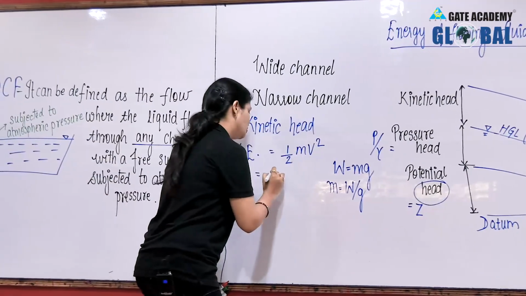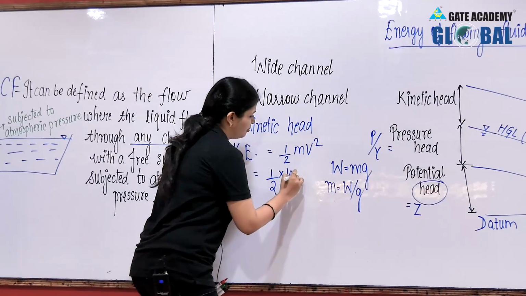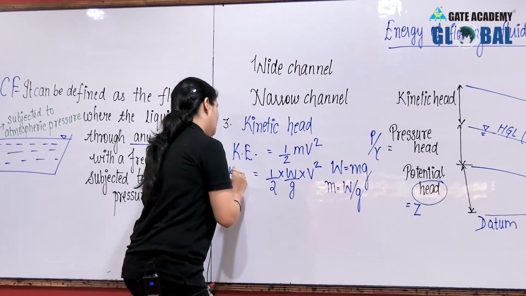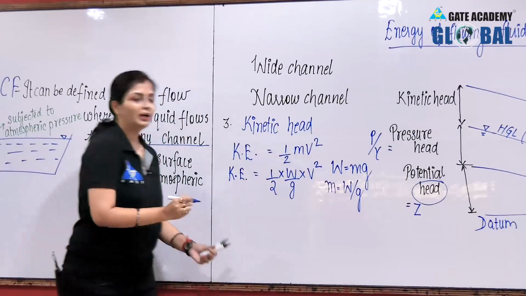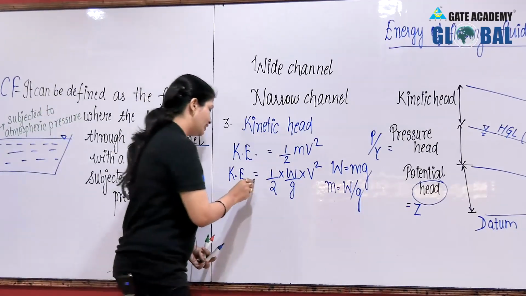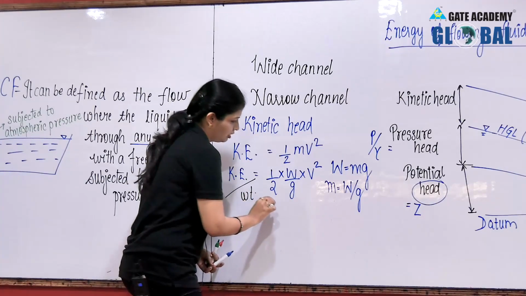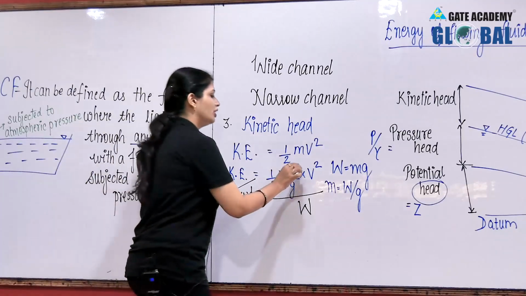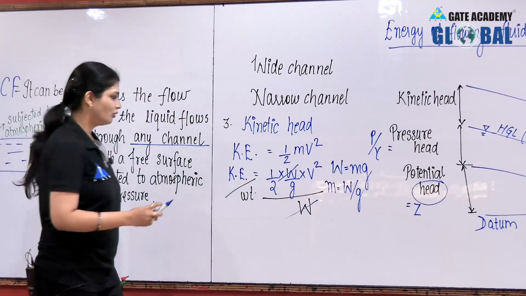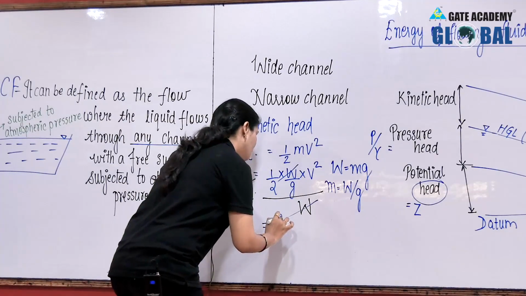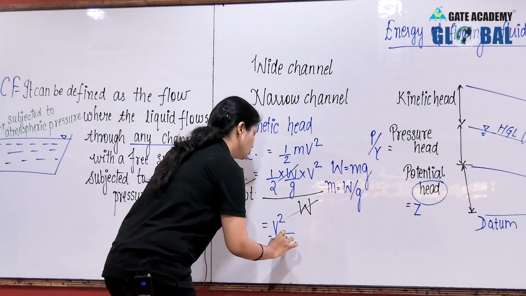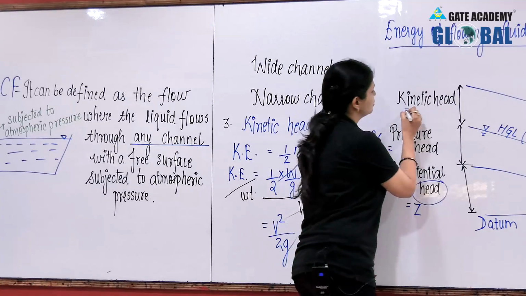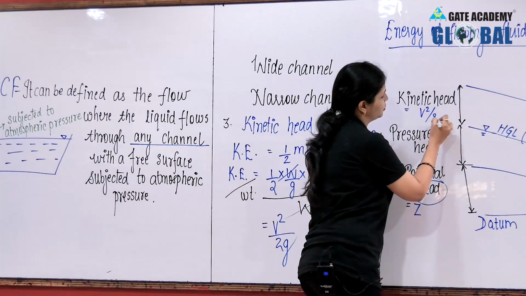So, here I substitute half W by G into V square. This is your kinetic energy. But I am interested in kinetic head, so I will divide it by weight. Here also, I will divide it by weight. Fine. So, here W and W will get cancelled out and I will get V square by 2G. This is your kinetic head. So, here kinetic head is equal to V square by 2G.